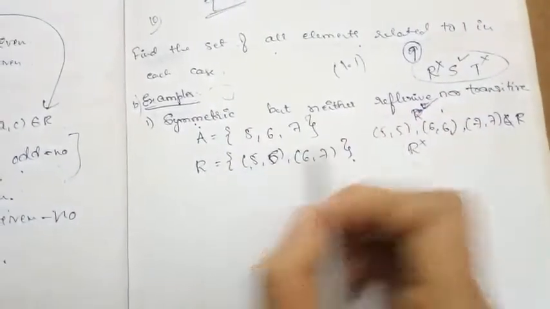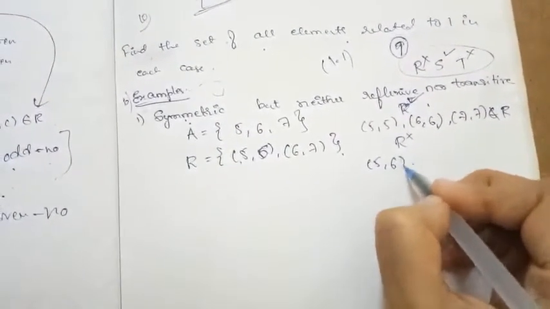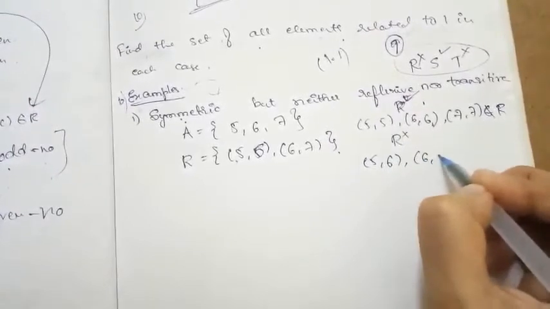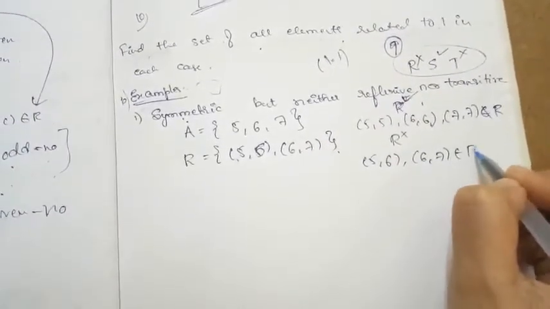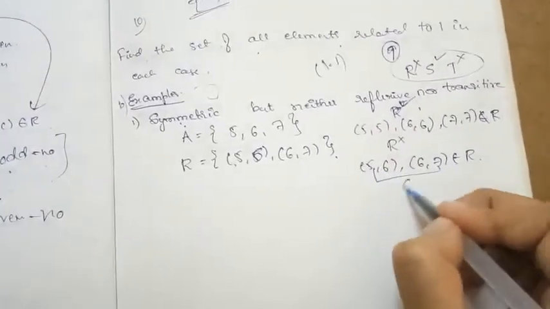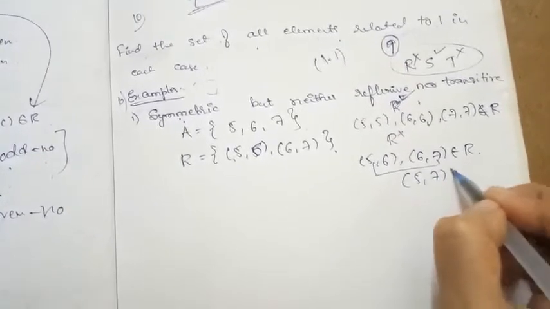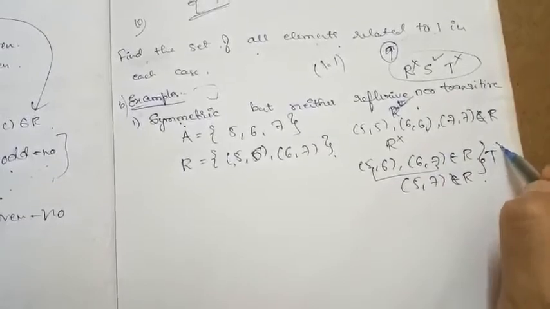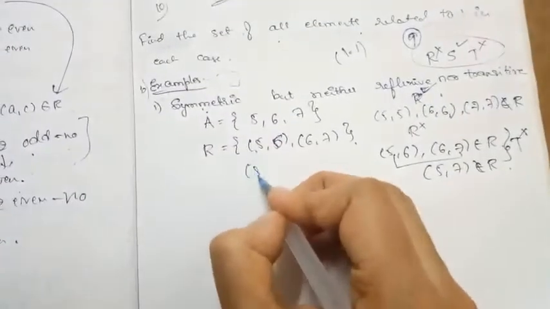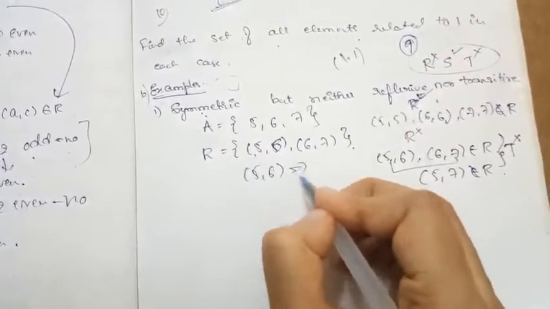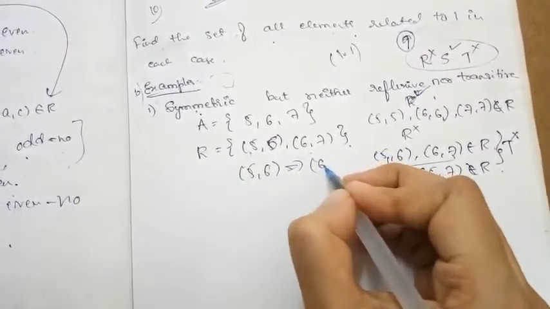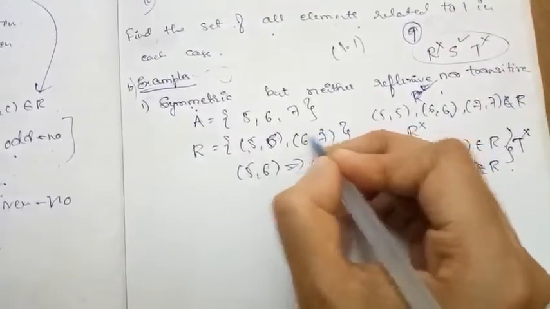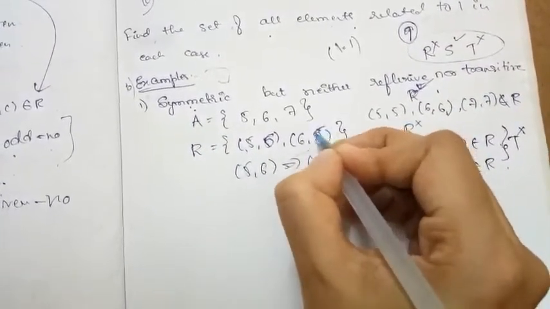To check transitive, there is (5, 6) and (6, 7) belonging to the relation, but (5, 7) is not belonging to the relation, so the relation is not transitive. But for (5, 6), the reverse of that one is not (6, 7). It is (5, 6) and (6, 5).